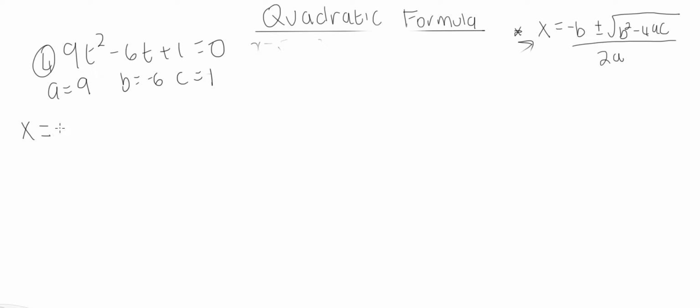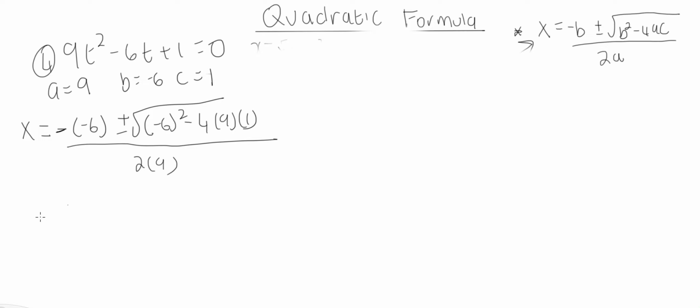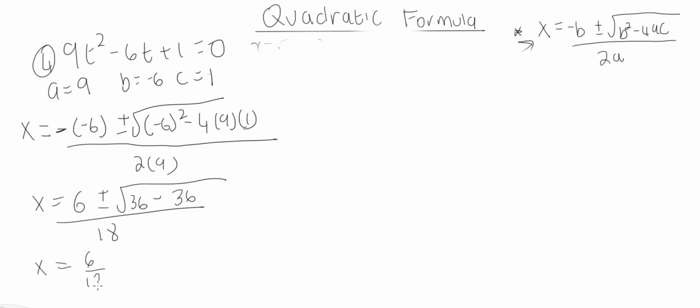So x will equal negative b, so that's a -6 plus or minus the square root of b squared minus 4 times your a times your c all over 2 times your a. Remember, a double negative makes that a positive. This is 36 minus 4 times 9 is also 36. So x becomes 6 over 18 plus or minus square root of 36 minus 36 is 0.